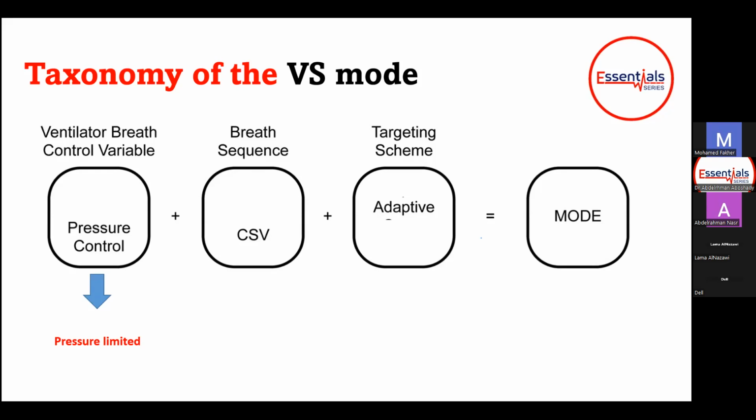So according to breath sequence, it's considered a continuous spontaneous ventilation, CSV. According to the targeting scheme, it's not dual control. It's an adaptive control because it adapts the pressure limit according to the patient compliance and resistance. So it changes its pressure limits up and down according to the patient compliance. So this is the volume support mode. It's pressure control, CSV, A, or adaptive targeting scheme. This is the taxonomy of the mode.